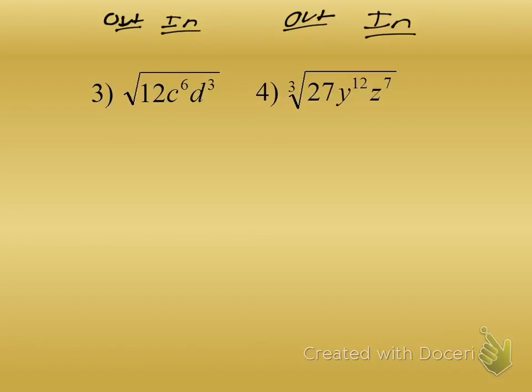All right, so number 3, we're going to factor tree 12, which goes 4 and 3, and 4 goes 2 and 2, like that. So that pair of 2's comes out. The 3 stays in. Now, see the C to the 6th, you need pairs, so how can I write that?